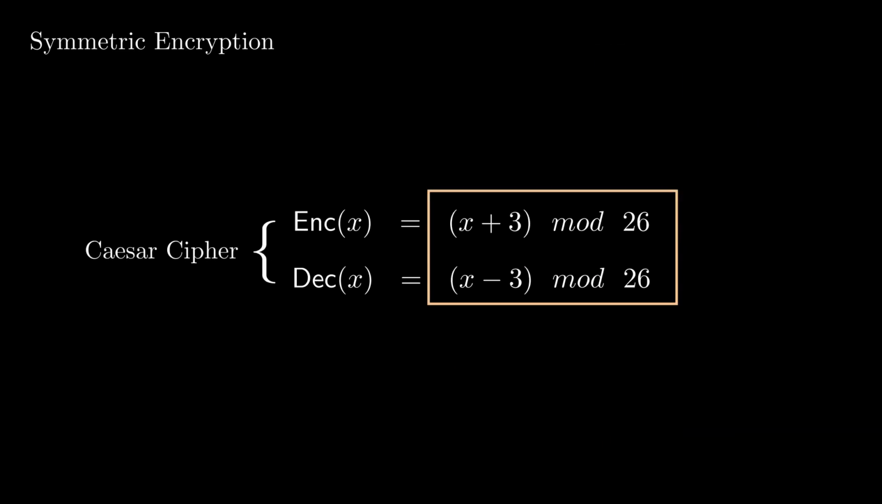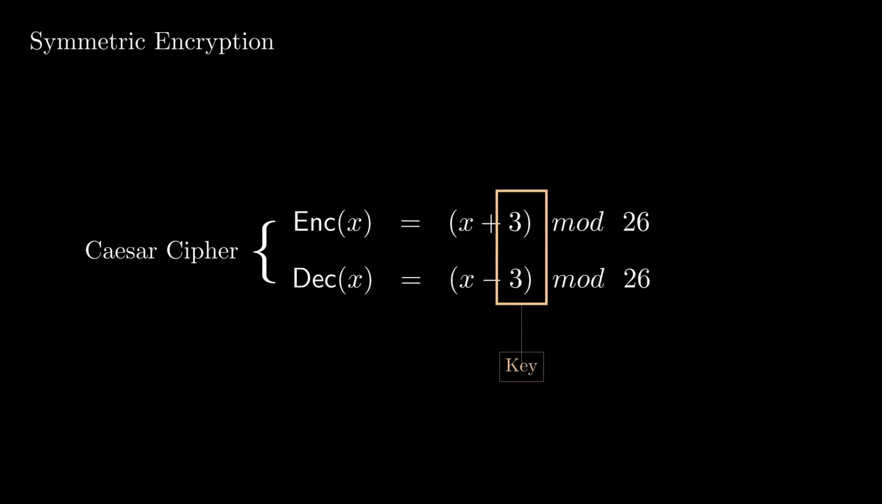Let's take a closer look at the Caesar cipher's encryption and decryption functions. Notice how encryption and decryption mirror each other. They share the same structure and the same values, only applied in reverse. In symmetric encryption, the same key drives both processes. Anyone holding the key can perform both operations, encrypting and decrypting the message.